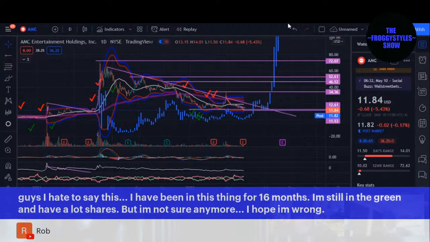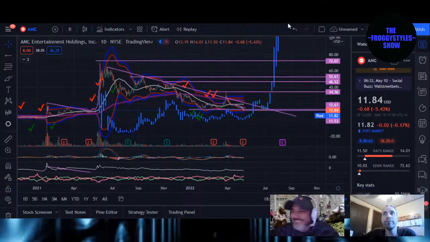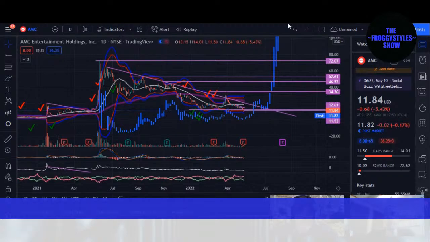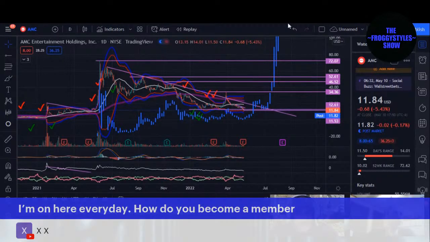Rob, he's our fellow option trader, and he says, I hate to say this, but I've been in this thing for 16 months, and I'm still in the green, which is pretty tough to still be green. I mean, I bought in originally at 10, and I'm just now turning red. He must have been in real early. I'm still green as well, but it's getting close. I'm not worried about it, though. Corey Redder says he's betting his wife. Yeah, I'm selling my sell button for now.